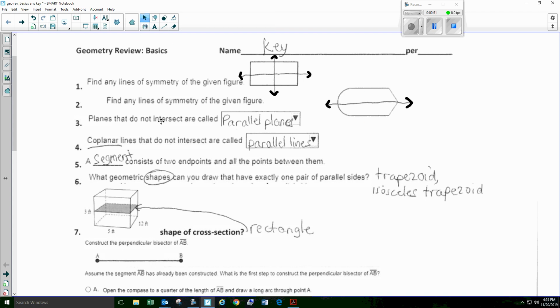Number three, planes that do not intersect are called parallel planes. Remember, planes are already in space, so if they don't intersect, they're parallel. And what are they? They're planes, they're not lines. Coplanar, remember that means in the same plane. So lines in the same plane that do not intersect, that is our definition of parallel lines.